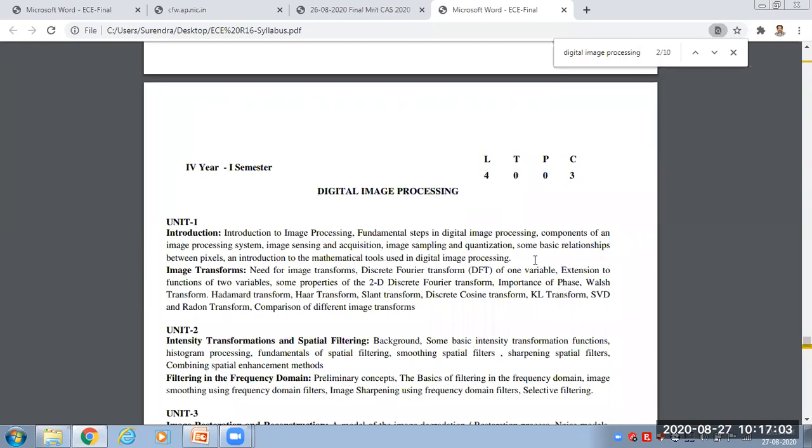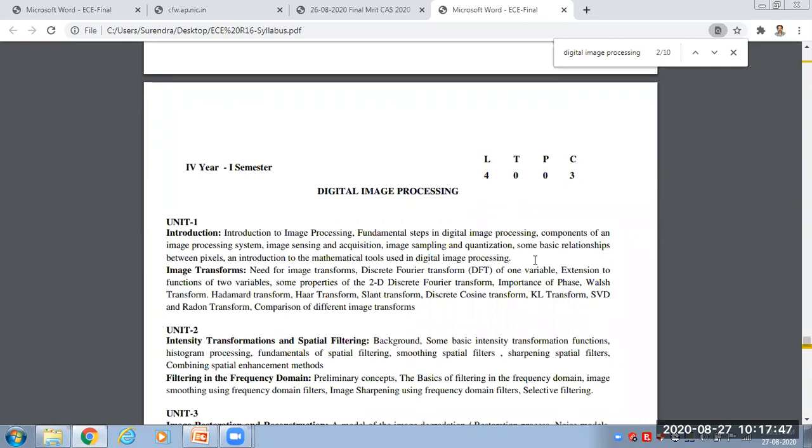So now all of you write down. I want to dictate this. Introduction to image processing, first topic. Second one is fundamental steps in digital image processing. Third topic is components of an image processing system. And fourth topic is image sensing and acquisition.